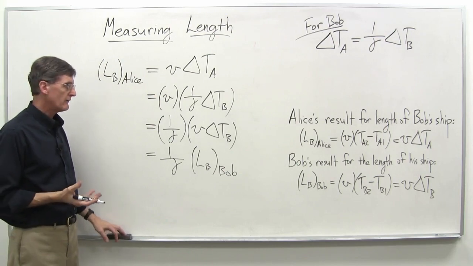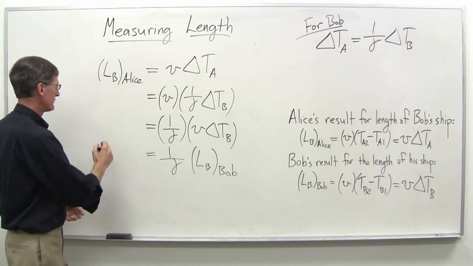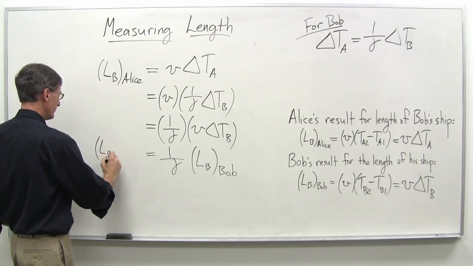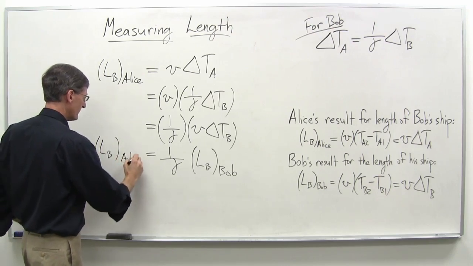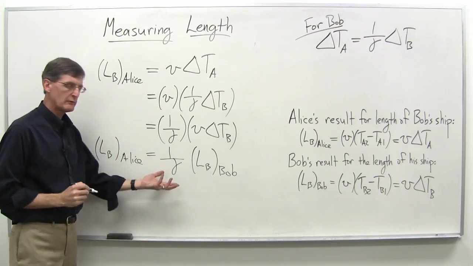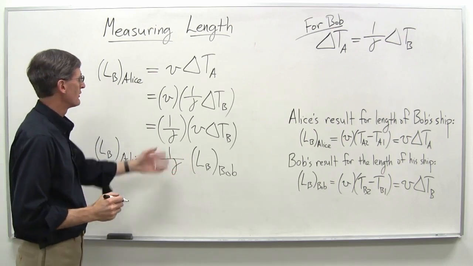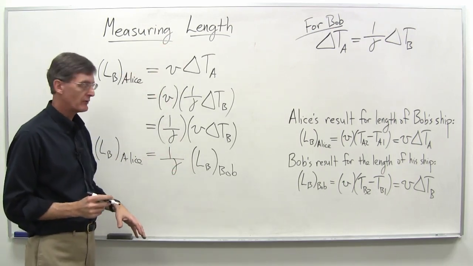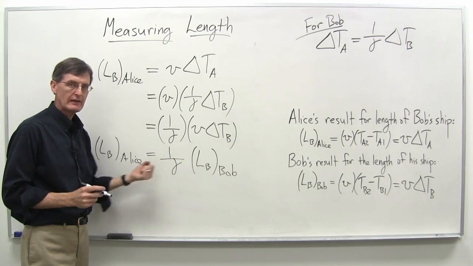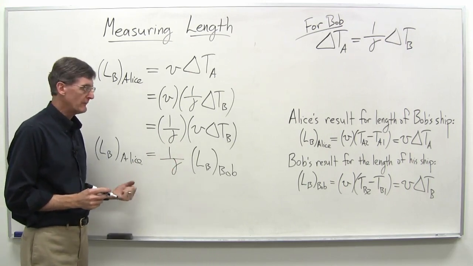And now we have a nice little equation. So we'll write this down here. LB Alice equals 1 over gamma LB Bob. So now we have a nice little equation for measuring the length of a moving object in terms of the different lengths different observers will get.